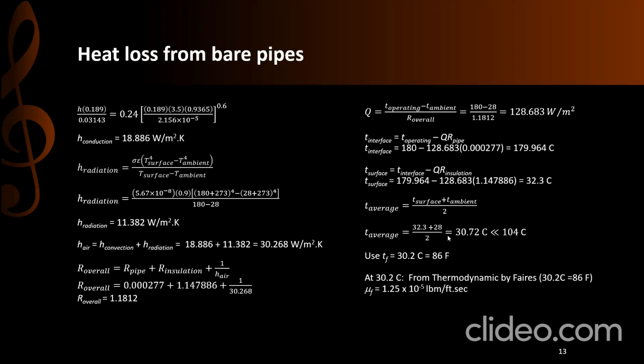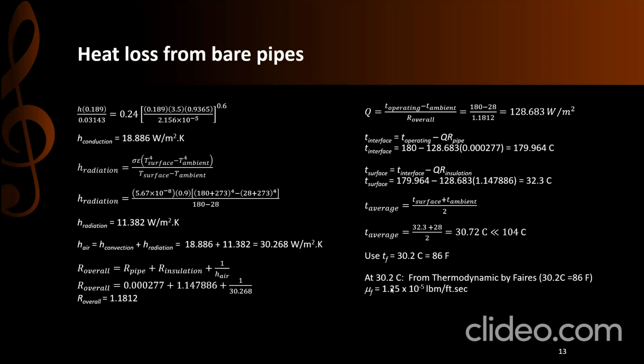Okay? Kasi nga dahil sa insulation. So lalabas agad dito na bumaba siya. Pero hindi pa yun ang final. So next trial, use TF is 30.2 C, is 86 Fahrenheit. So ito na yung last trial ko. Okay? So another trial mo is siyempre 30.72. Then ulitin mo hanggang sa maging 30.2.